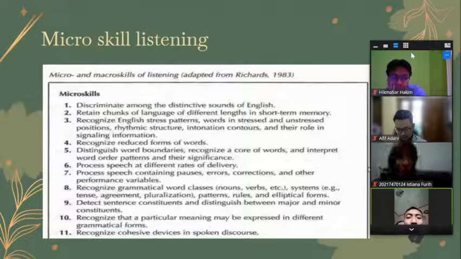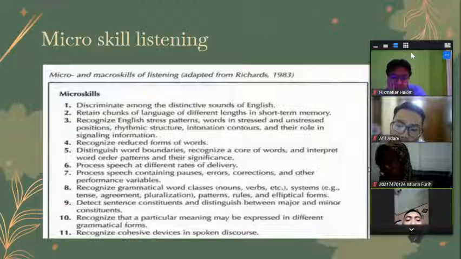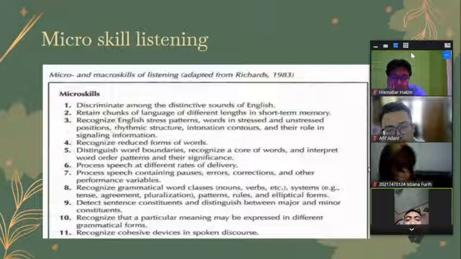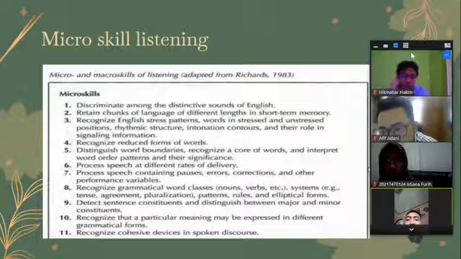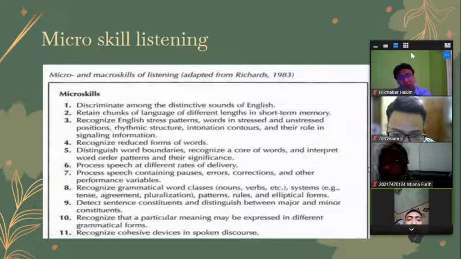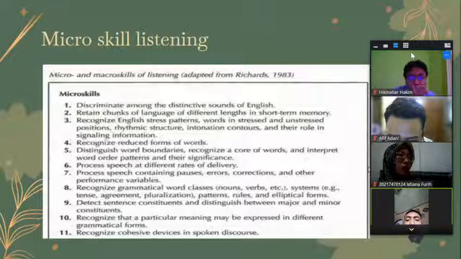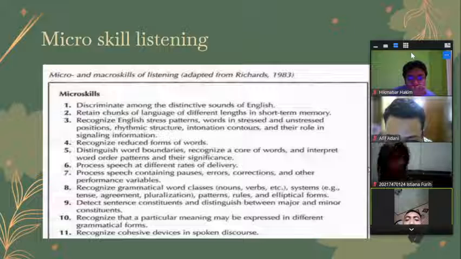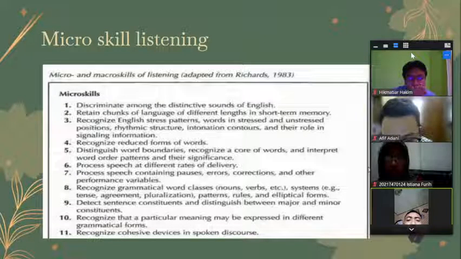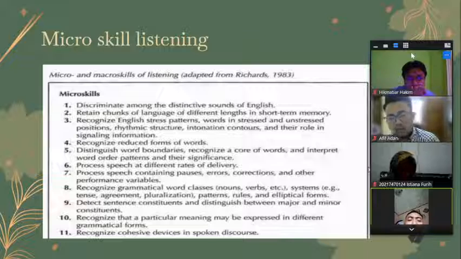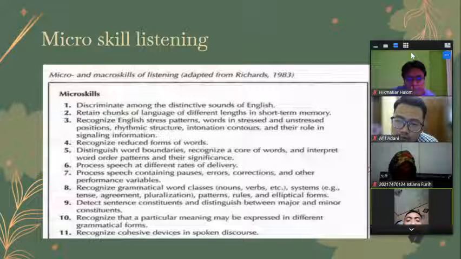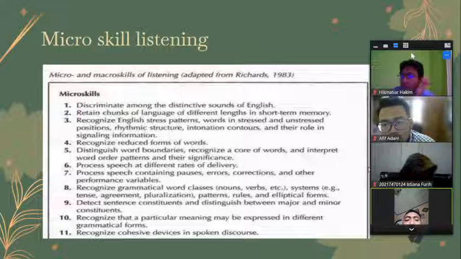Okay, there are some points that consist in micro skills. The first is discriminate among the distinctive sounds of English. And the second, retain chunks of language of different length in short-term memory. And the third, recognize English stress patterns, words in stressed and unstressed positions, rhythmic structure, intonation contours, and their role in signaling information. The fourth, recognize the reduced forms of words. The fifth, distinguish word boundaries, recognize the core of words, and interpret word order patterns and their significance.